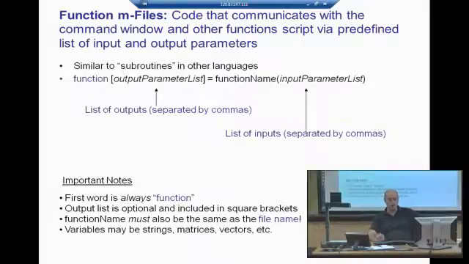So in important notes, some of which I already mentioned, the first word is always, always, always, always function in a function file. The output list is optional, and when I say optional, I mean it's possible you don't have any outputs. Might be a somewhat boring code, but you have your output list, and it's in square brackets, and if you have multiple ones, then they're separated by commas. Now, if you only have one output, you don't technically have to put the brackets, but I do it anyway a lot of times just to be consistent. But if you have more than one output, then you always have to have brackets and they have to be separated by commas.